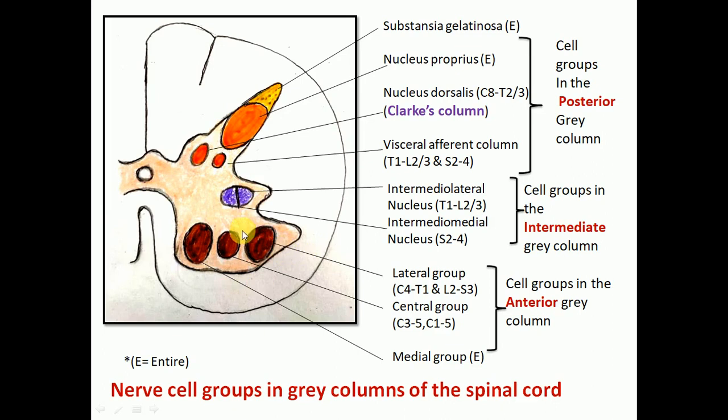Next, within the lateral horn or intermediate grey column, the intermediolateral and intermediomedial nuclei are there. The intermediolateral nucleus is present between T1 and L2 or L3 segments. That means it is the thoracolumbar outflow, and it accounts for the preganglionic fibers of the sympathetic nervous system. While the intermediomedial nucleus is present only between the S2, S3 and S4 segments of the spinal cord.